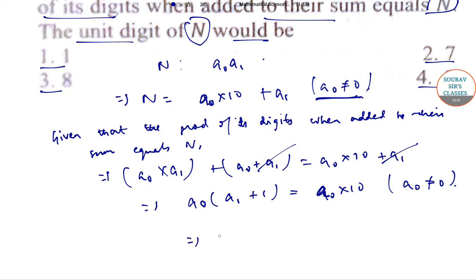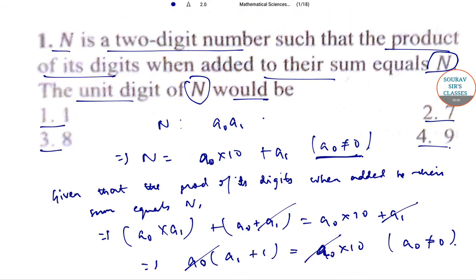Or a1 plus 1 is equal to 10, since this a0 and this a0 cancel out as well. So a1 is equal to 10 minus 1, that is equal to 9. Therefore, the unit digit is 9. So option 4 gives us the correct answer.